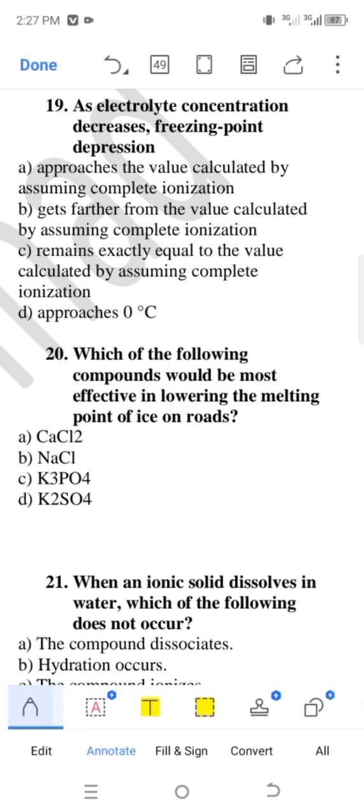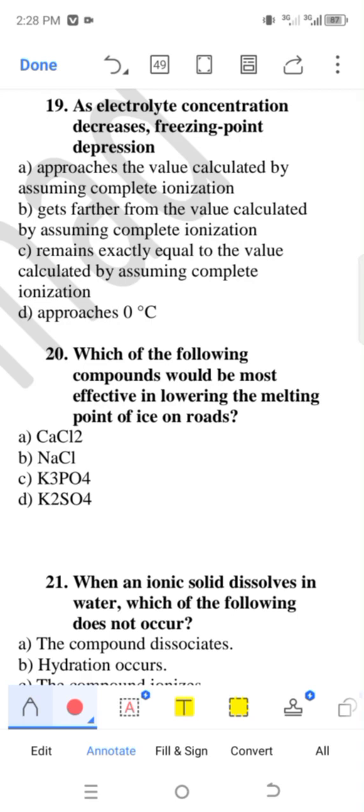Question 19. As electrolyte concentration decreases, freezing point depression. So guys, we haven't studied this yet, but let me provide a little bit of explanation. Whenever the concentration increases in electrolyte solutions, there will be a higher distance between expected and actual. But when the concentration decreases, there will be a shorter distance between the actual and expected.